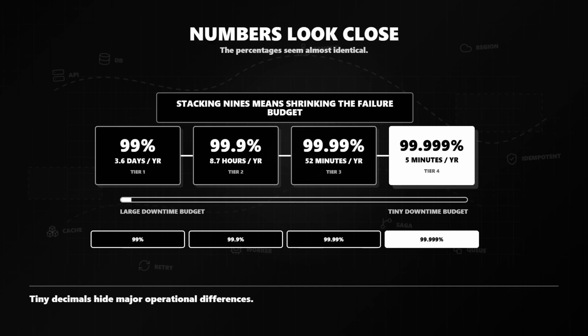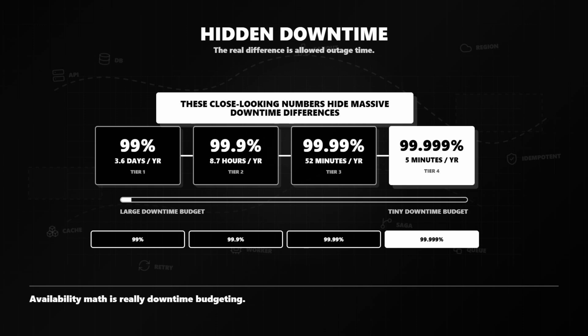99.999%. Now, looking at those numbers side by side, they seem incredibly close, right? Like a fraction of a percent difference, almost identical. But here's the catch. They hide a massive, and I mean massive, difference in the amount of real-world downtime your system is actually allowed to have.